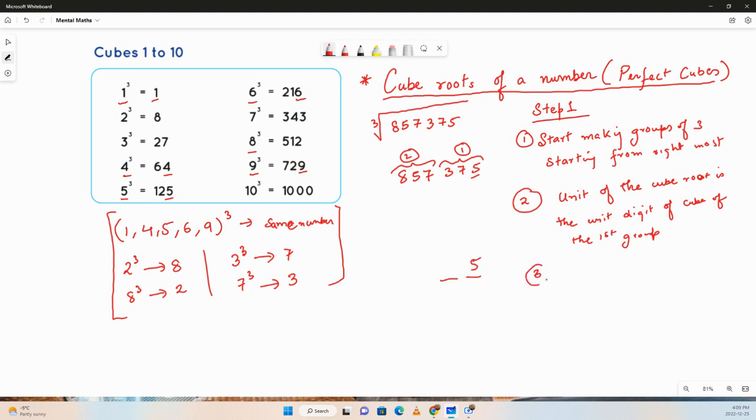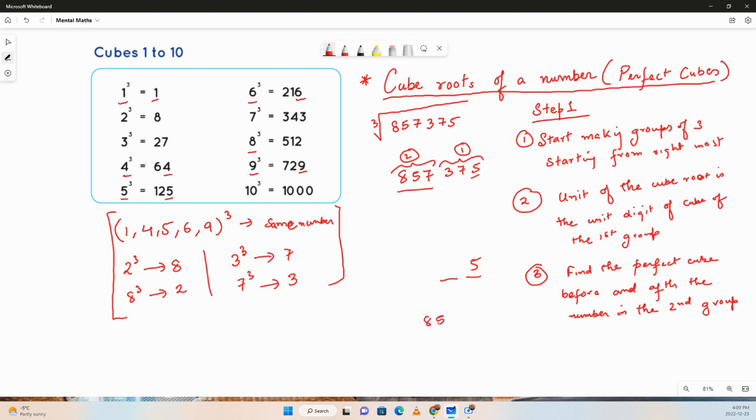And what is the last step? The last step would be finding the tens digit, which is to find the perfect cubes before and after the number in the second group.